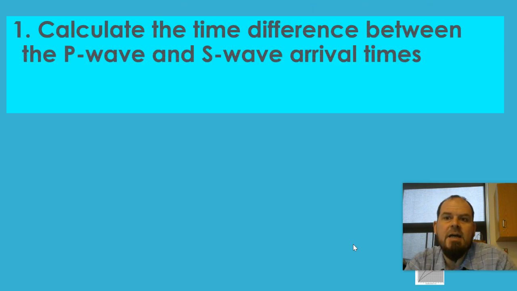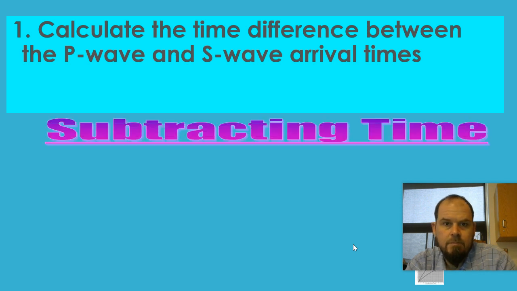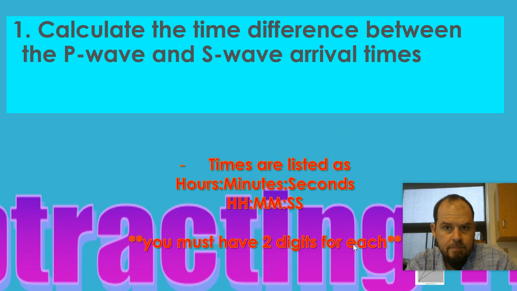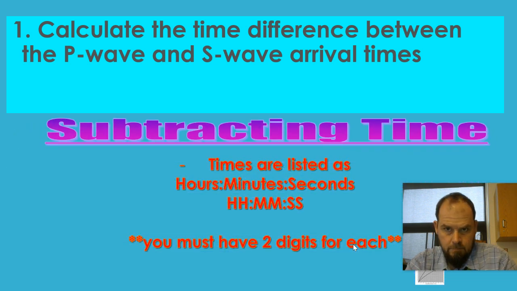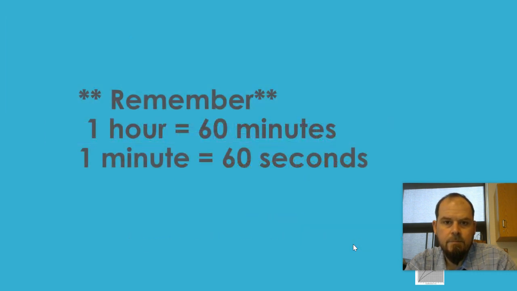So 1, calculate the time difference between the P wave and the S wave arrival times. So you're going to write in arrival times when I subtract time. Times are listed as hours, minutes, seconds. You must have 2 digits for each. And then on the far left, remember 1 hour is 60 minutes and 1 minute is 60 seconds. This is not a perfect tens decimal issue.